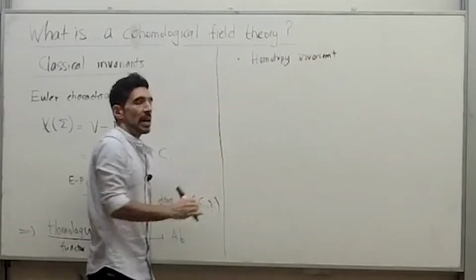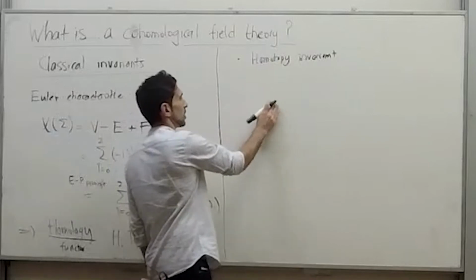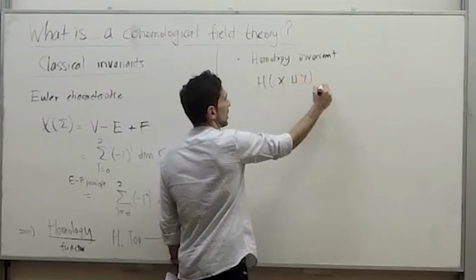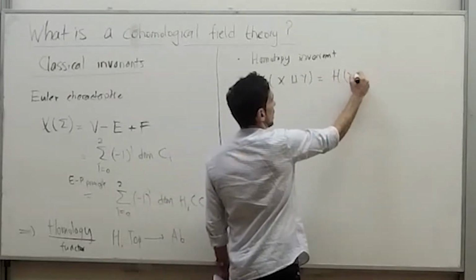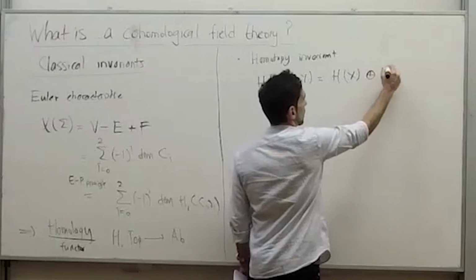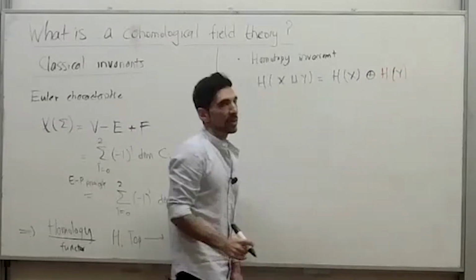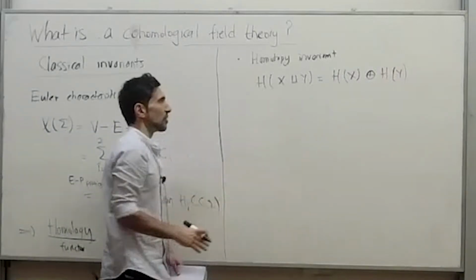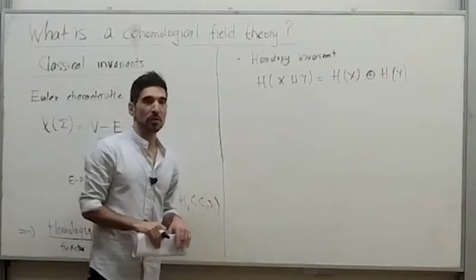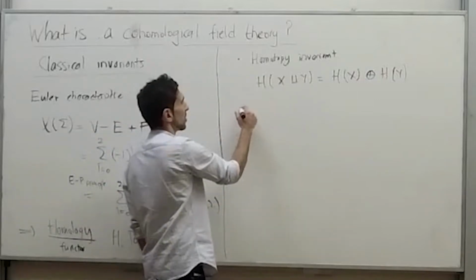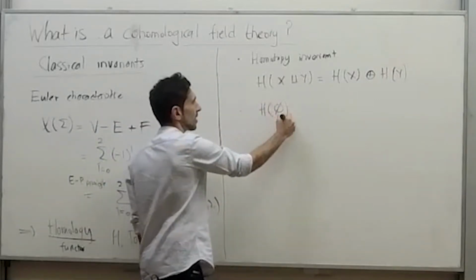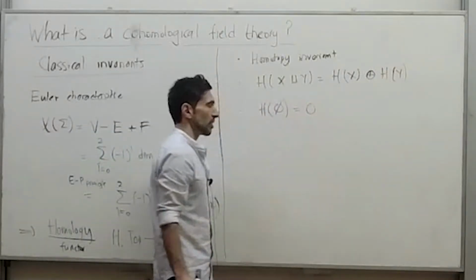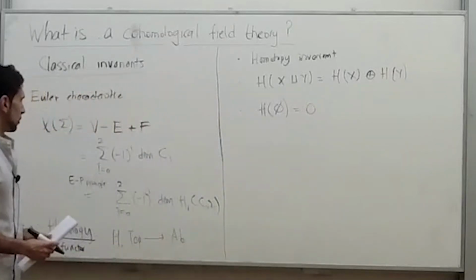And it's additive with respect to disjoint union. So if you take two topological spaces and take the disjoint union, then the homology groups add up. This is going to be important because when we get to TQFTs, essentially a TQFT is a multiplicative version of homology. A consequence of this is that if you think of the empty set as a topological space, then the homology of the empty set is 0.